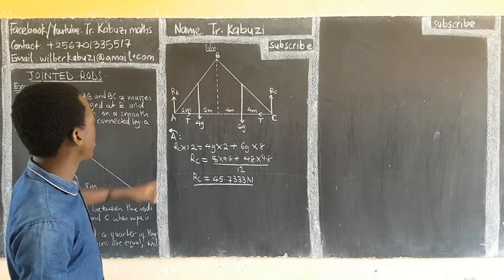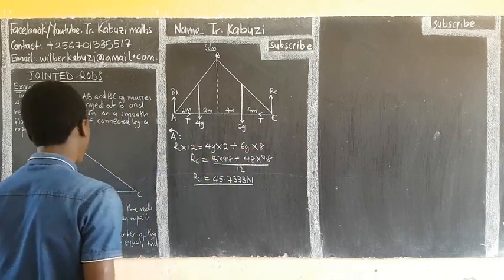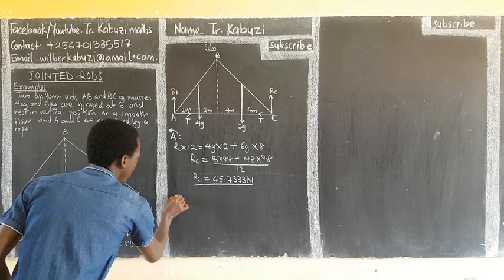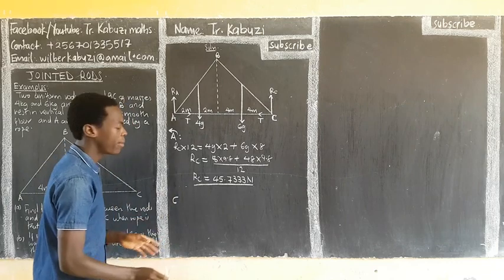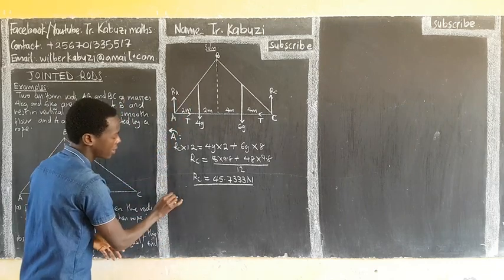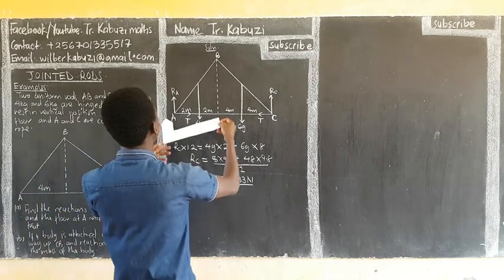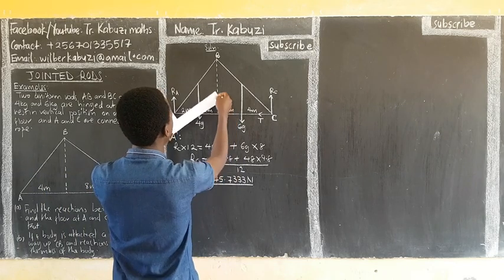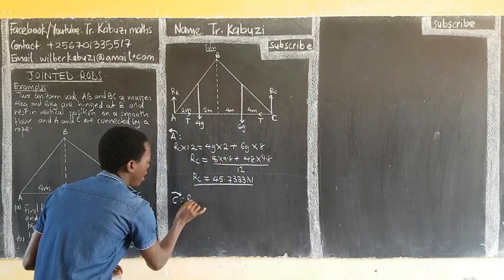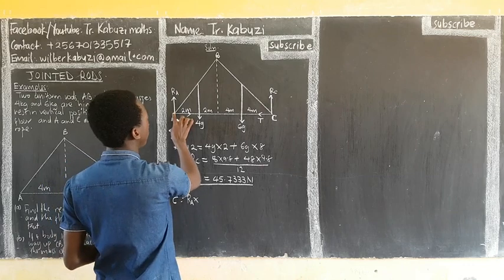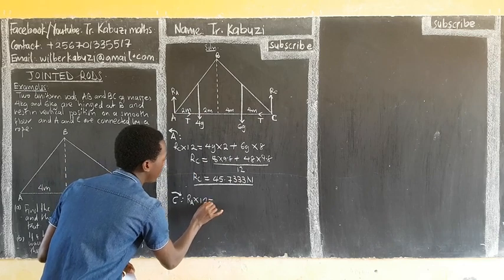Now, you see that I got the reaction at C after taking moments at A. If I want the reaction at A, I take moments at C. Let us take moments at C. This one is going to act clockwise. It could even act anti-clockwise, no problem, but this force is going to act clockwise. So I'm taking them clockwise, going in that direction from C. So I have first of all RA times the perpendicular distance of this from C, which is 12.